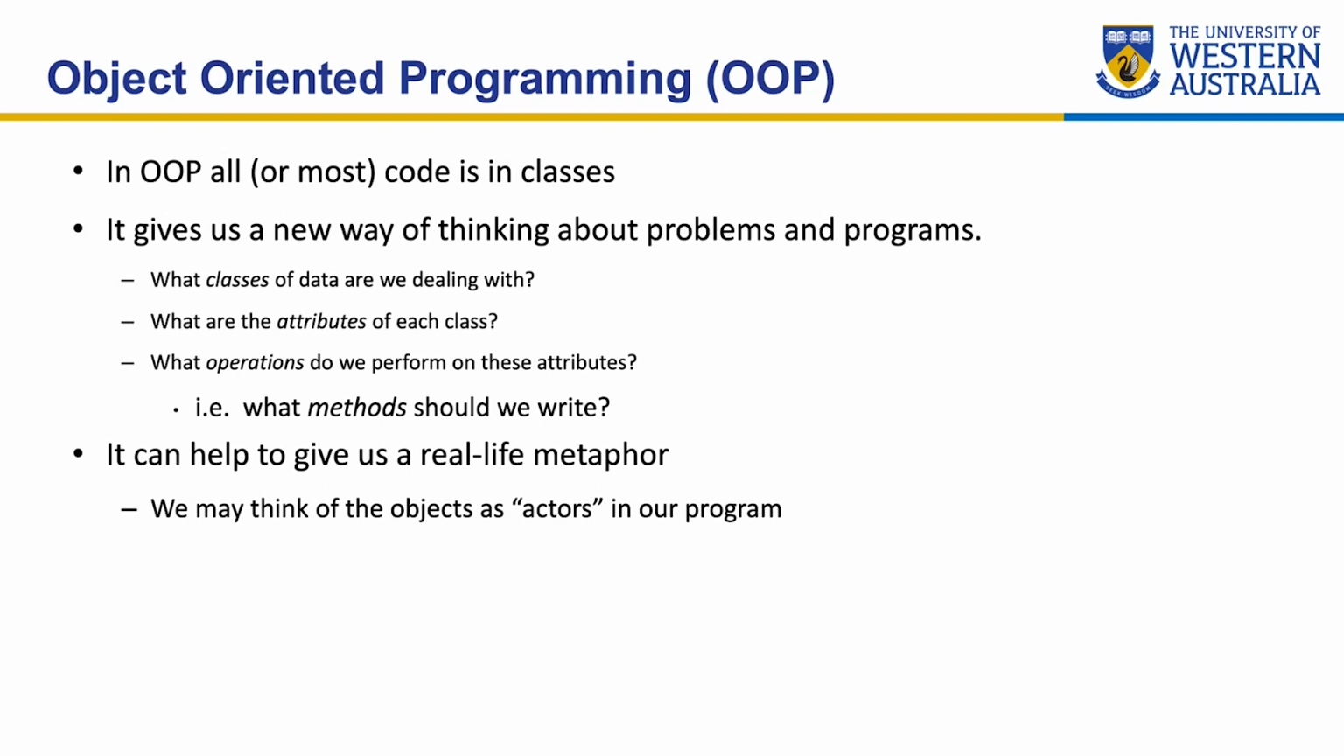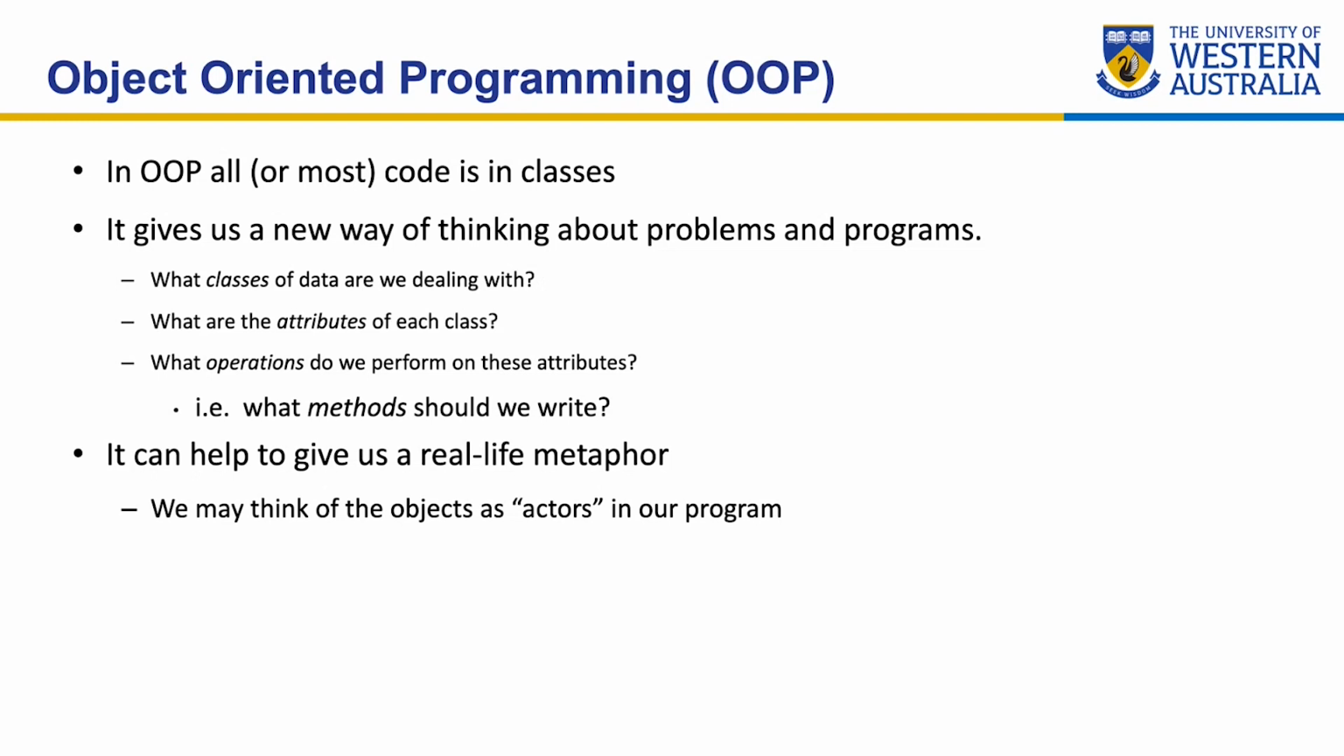Okay, so in object-oriented programming, or OOP, almost all code is in classes, right? So you remember that we create a class something like color or person, and then all the code goes inside the class, right? So when we write our code in OOP manner, pretty much everything will be written using classes because everything can be seen as objects. Okay, this gives us a new way of thinking about problems and programs, right?